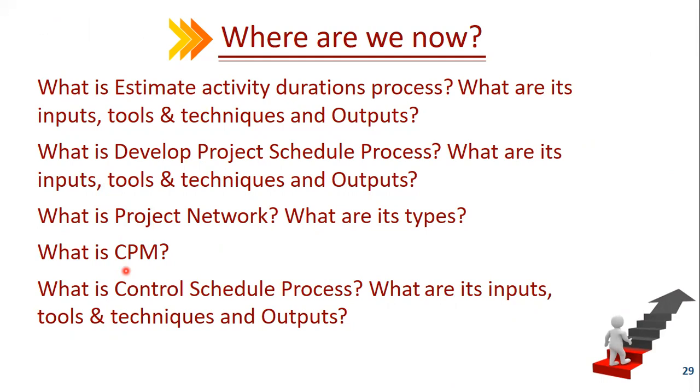In project schedule management, we have discussed how to estimate the activity duration, its process, inputs, tools and techniques, and outputs. We have discussed the develop project schedule process, its inputs, tools and techniques, and outputs. Then we have discussed what a project network is, the activity on arrow and activity on node and their different types, and what the CPM is. We have used different examples and identified the critical paths. And what is the control schedule process and what are its inputs, tools and techniques, and outputs.